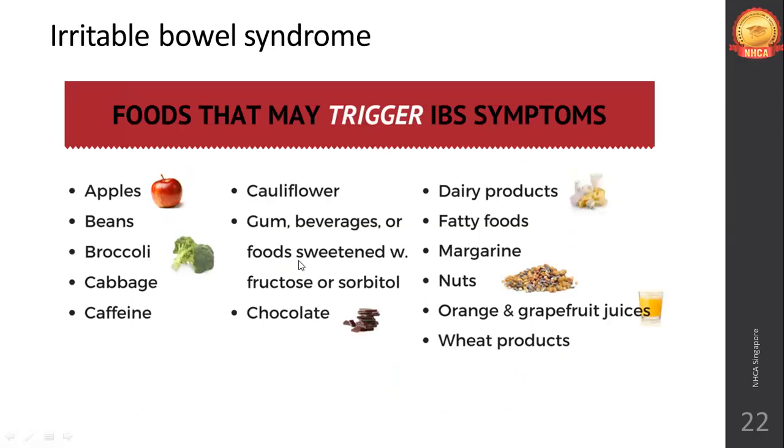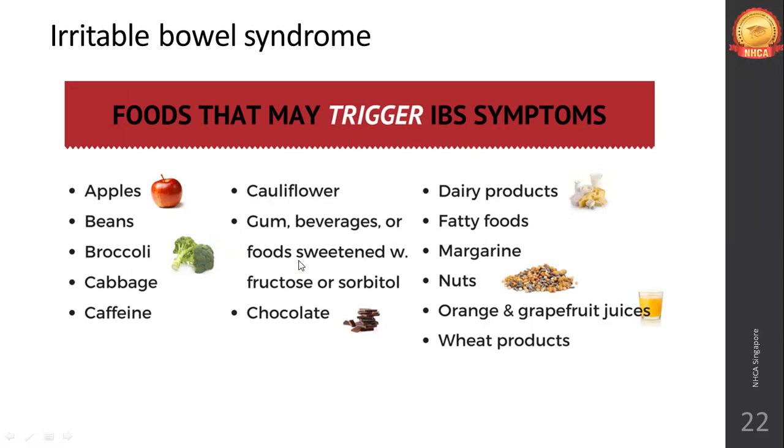Foods that may trigger IBS: apples, beans, broccoli, cabbage, caffeine, cauliflower, gum, beverages, foods sweetened with fructose or sorbitol, usually packaged food. Chocolates, dairy products, fatty foods, margarine, rich jam, that is fruit jam that is too sweet. Nuts, orange and grapefruit juices, and wheat products, because sometimes gluten can also trigger IBS.